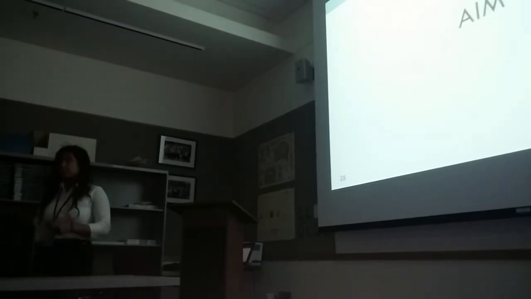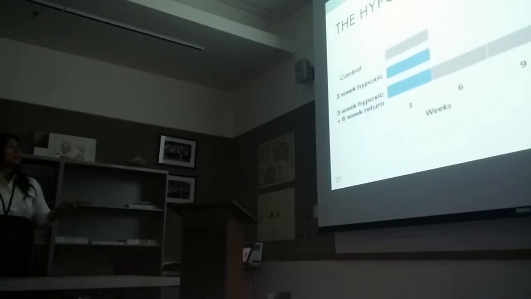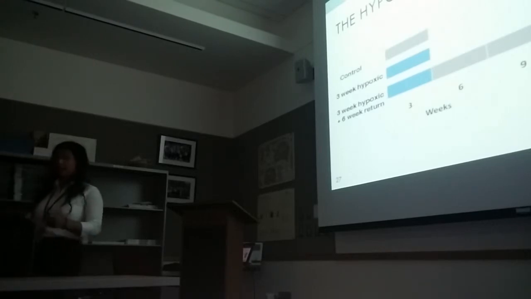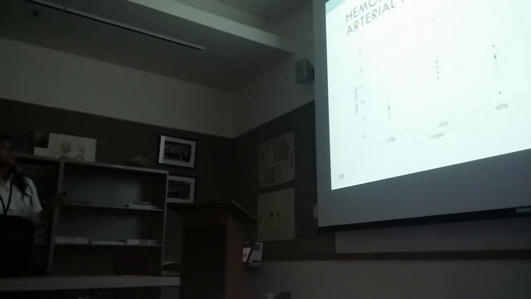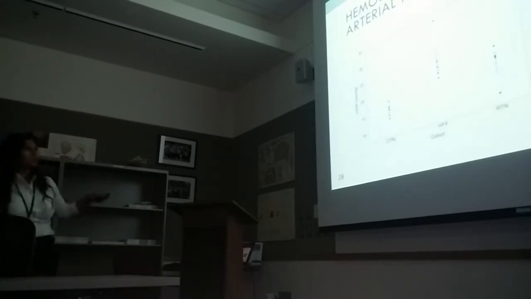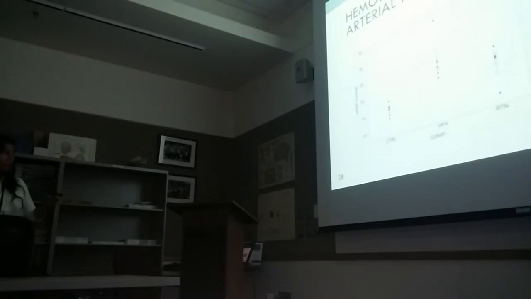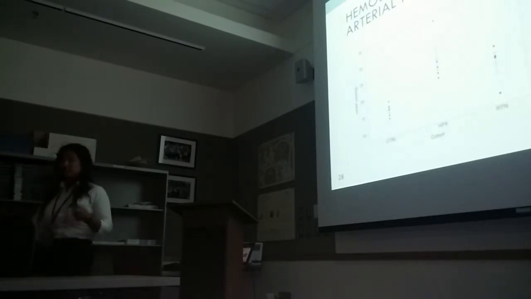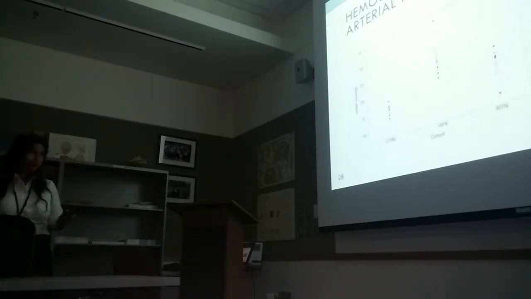So aim 1 I'm going to talk about first, and that was to evaluate the wall stress. And again, I utilized the very same model as Shauna, in which I had control, 3-week hypoxic, and 3-week hypoxic with 6-week return control rats. We first noticed for the hemodynamics that mean pulmonary arterial pressure recovers. From control to hypoxic, we see a significant increase, and from hypoxic to return, we see a significant decrease. It's important to note that the mean of the hypoxic group sits just below 25. That is probably due to the mild version of the hypoxic rat model.